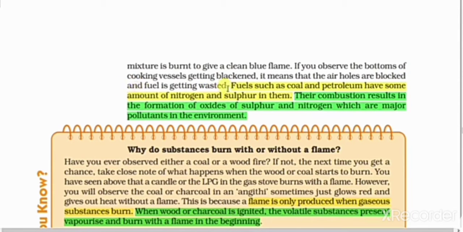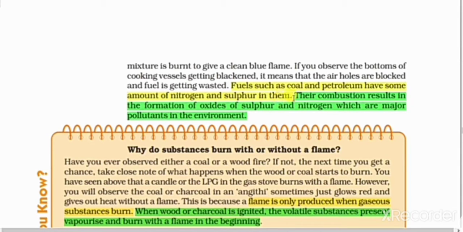If you keep the vessel on the burner flame and a yellow flame is there, the vessel becomes blackened. It means that the air holes are blocked and fuel is getting wasted, because a sufficient amount of oxygen is not supplied to the fuel or flame.